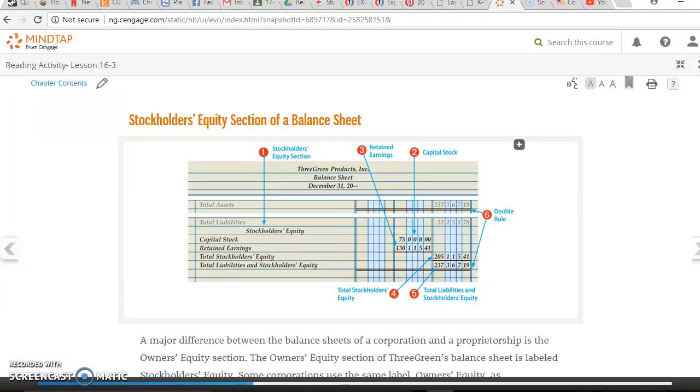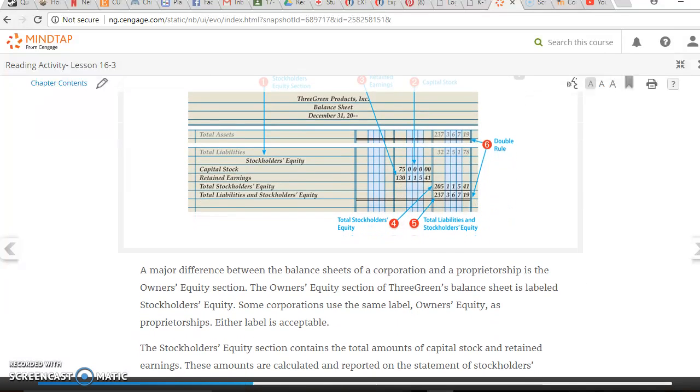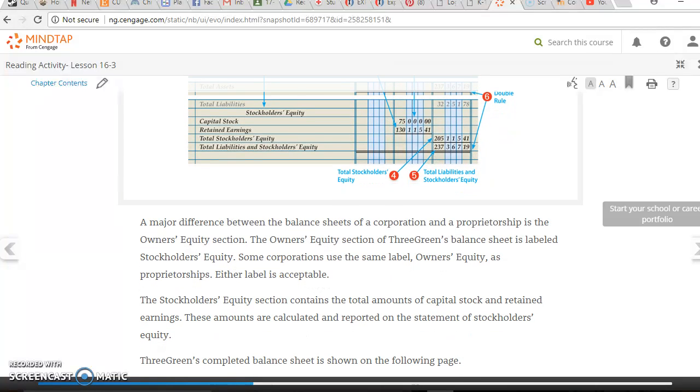One of the major differences between the owner's equity section of a sole proprietorship versus a corporation is this section. If you remember, in the sole proprietorship it would be capital minus your drawing plus your net income, or subtract your net loss, as your new capital account. In this case, we've done that with the statement of stockholders' equity, and your new balances are reported here.